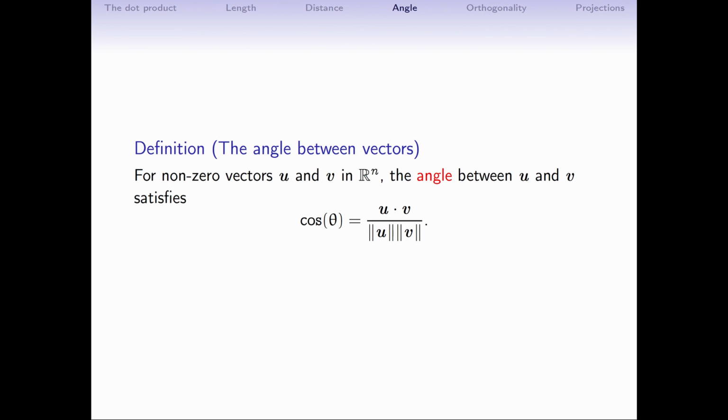Now, based on our work with the vectors in the plane in R2, it makes sense to make the following definition for the angle between two vectors in general. So for non-zero vectors u and v in Rn, the angle between u and v satisfies the equation cosine of theta equals u dot v divided by the length of u times the length of v. So this is going to be our definition of the cosine of the angle between vectors in arbitrary Rn's.